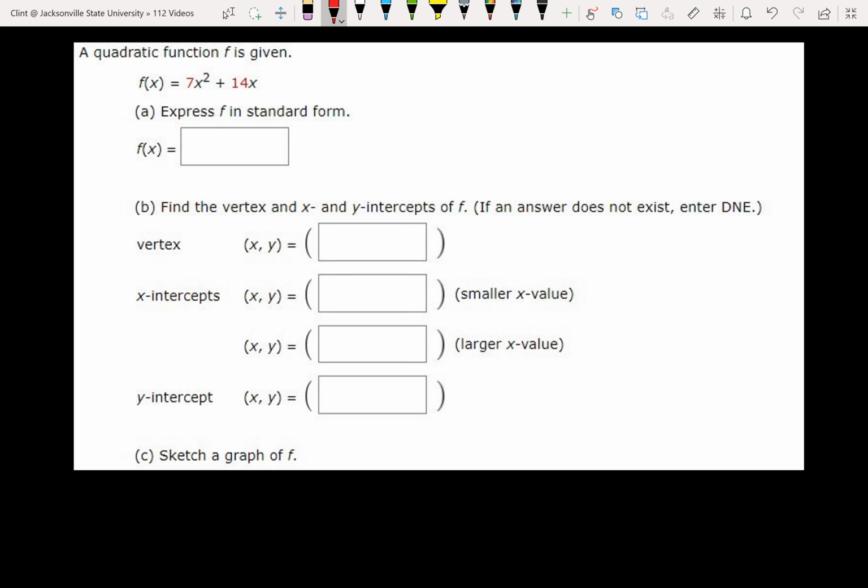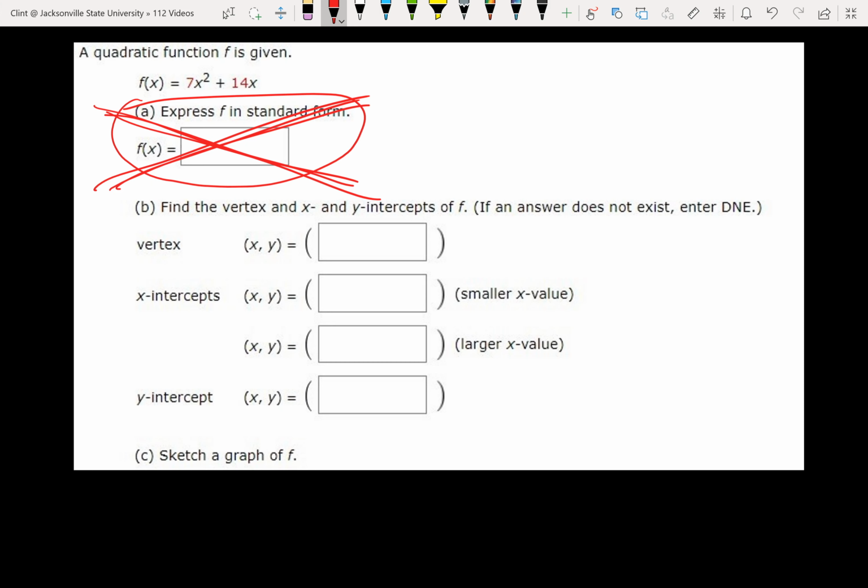Okay, so first of all, you got a couple of these in WebAssign, and part A says express in standard form. You do not have to do this. Just leave it blank, and I will go through and give everybody the points back. If you want to do it for bonus, that's okay. You can look in the textbook and see how to complete the square to do it, but this is not required.